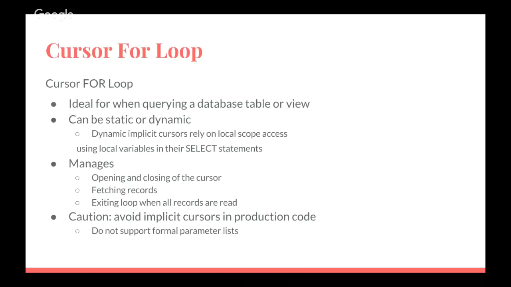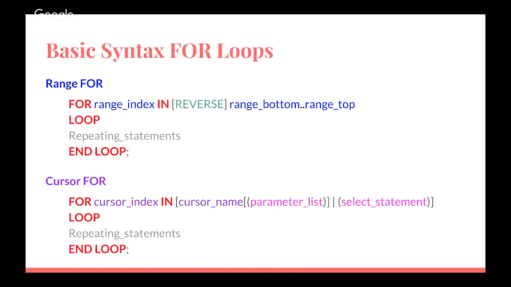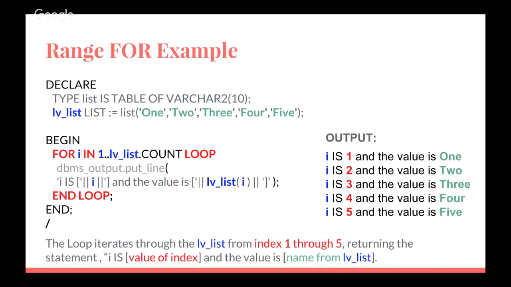It's recommended to explicitly define cursors in the declaration block because implicit cursors in production code do not support formal parameter lists. Here's an example of the syntax for both range or numeric for loops and cursor loops. This shows a for loop in action. The loop iterates through the list beginning at the first index in local variable list using the count function until it reaches the last index and continues through each index.